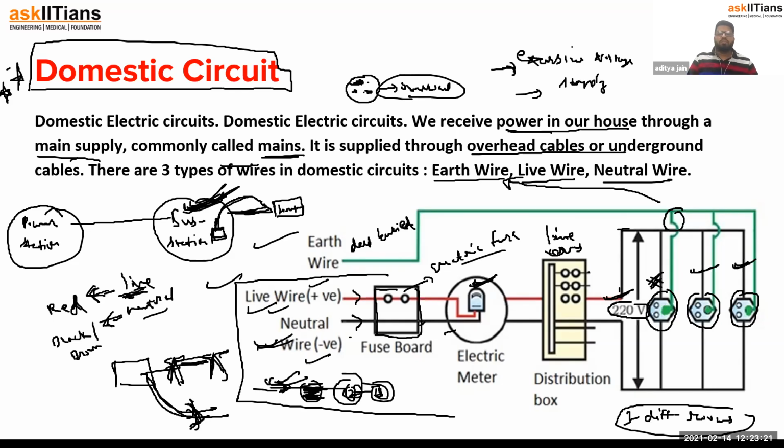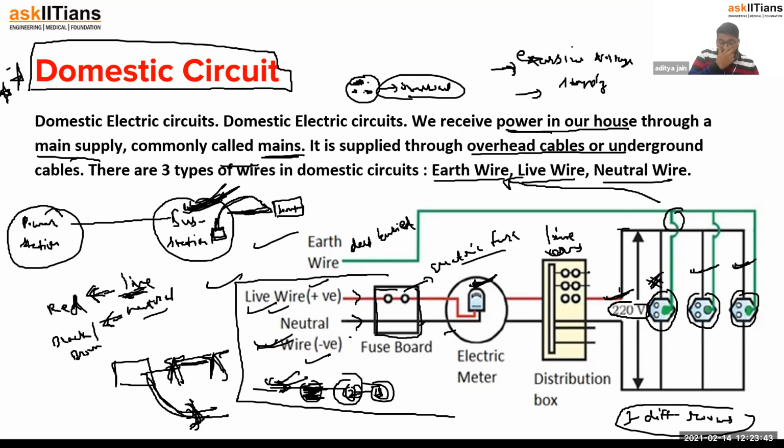When you are connecting more appliances to a single socket, either the supply from the substation increases abruptly, or the live wire and neutral wire touch each other. That is known as short circuiting. So in any of the three cases, excess current will flow through the electrical appliance. So what will the earth wire do? The earth wire will take all the excess current into the ground.